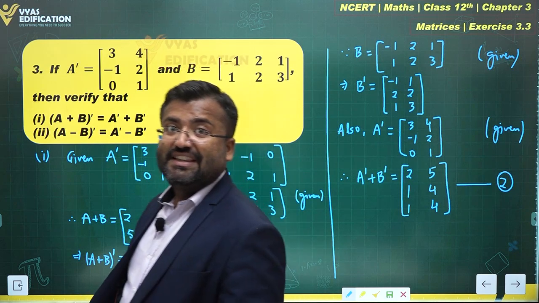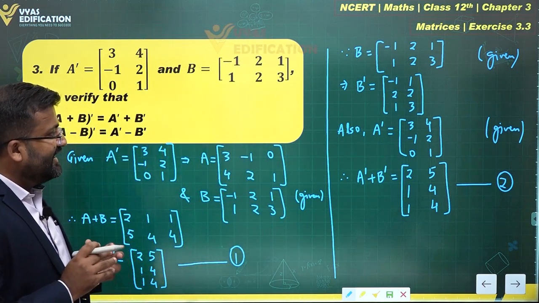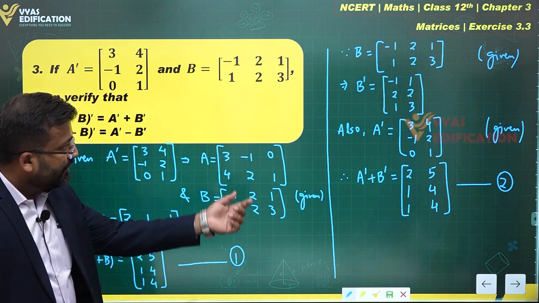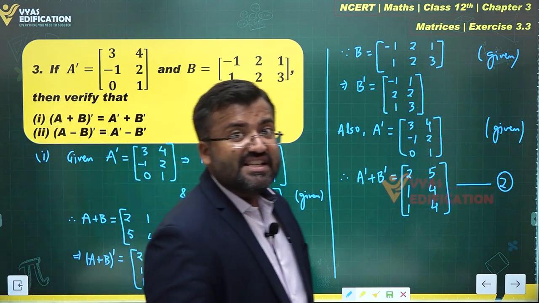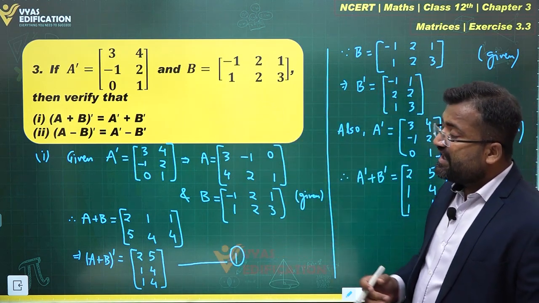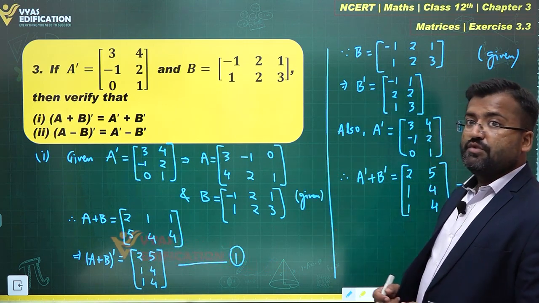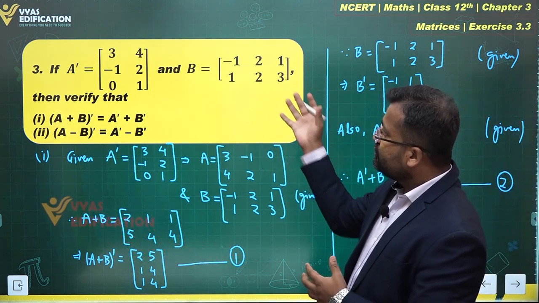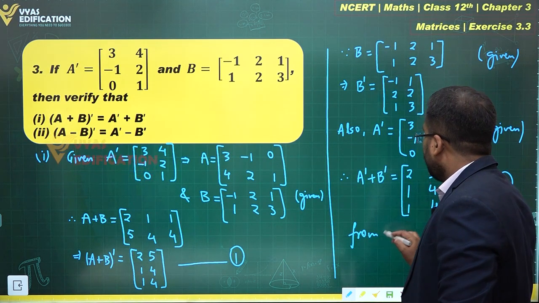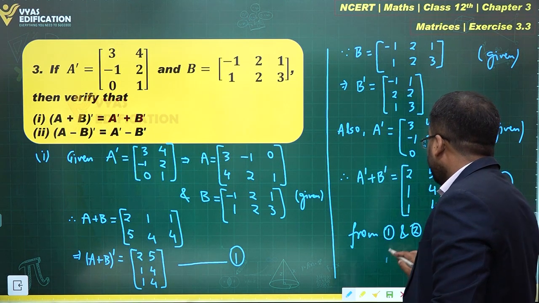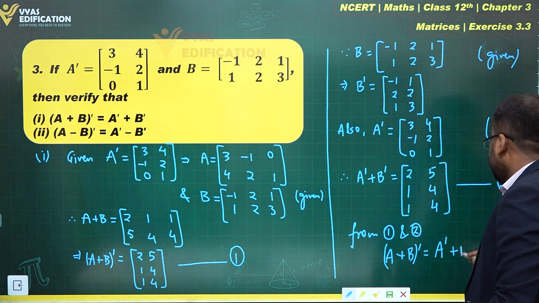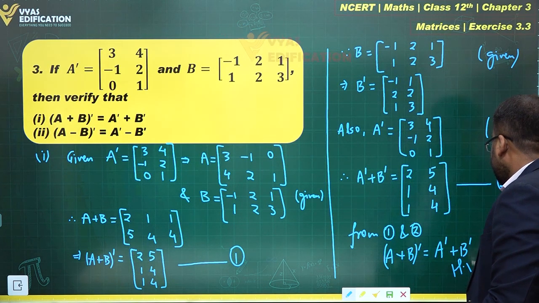Now, observe the matrices obtained at the end of 1 and at the end of 2. This is 2, 5, 1, 4, 1, 4, and 2, 5, 1, 4, 1, 4. The two matrices are exactly the same. And this is what we started with. We wanted to prove this particular result, that A plus B whole transpose is equal to A transpose plus B transpose, which is true for these two given matrices here. So from 1 and 2, A plus B whole transpose is equal to A transpose plus B transpose. This is hence verified.